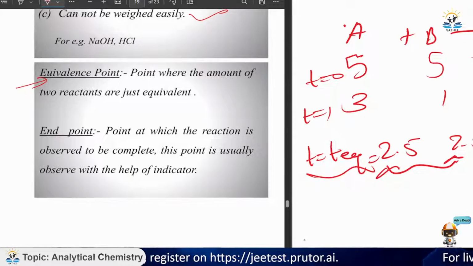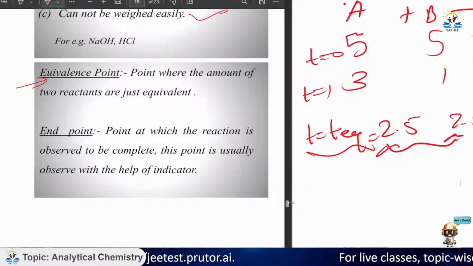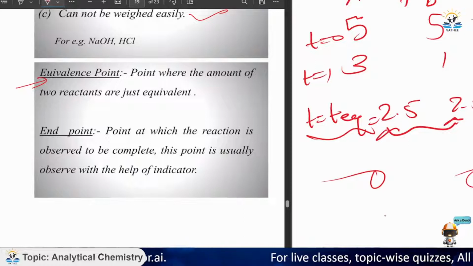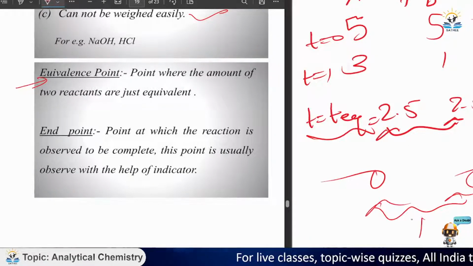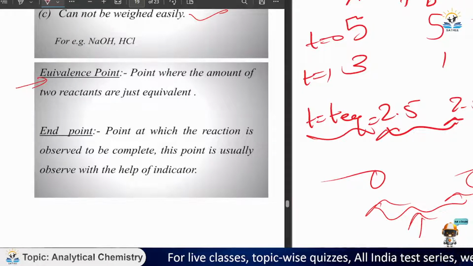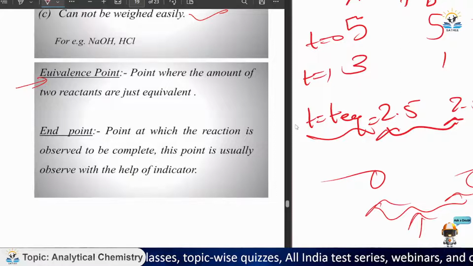Now, the endpoint is the point at which the reaction is observed to be complete. This point is usually observed with the help of an indicator. What I mean to say is, if the reactants are 0, 0, and it is giving 5, now we have no reactant side and only the product side, so no chemical reaction can occur after that because the endpoint has been achieved. So that is basically the endpoint.